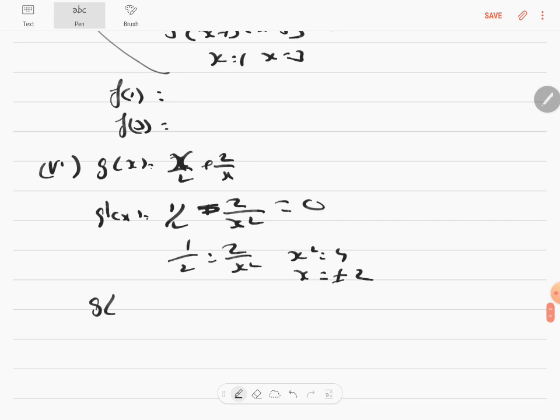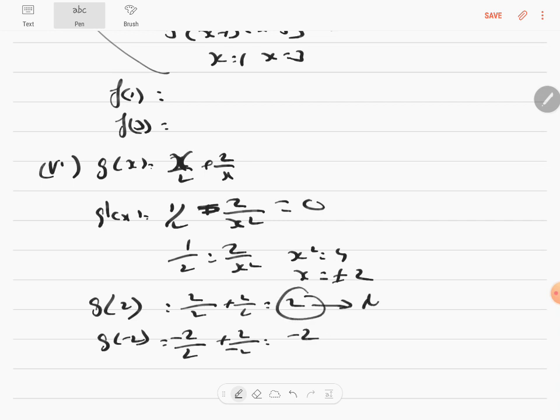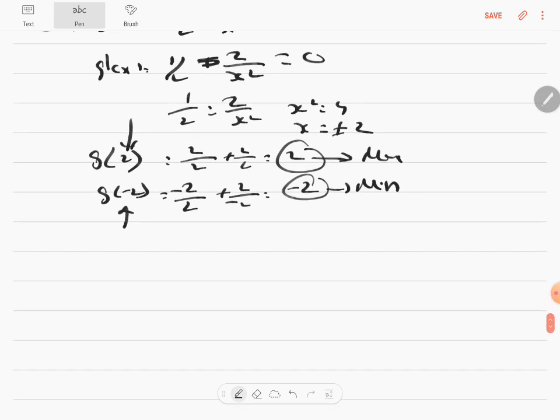Substituting this in the question, you have g of 2 and g of minus 2. So it's 2 by 2 plus 2 by 2, which is 1 plus 1, which is 2, and minus 2 by 2 plus 2 by minus 2, which is minus 1 minus 1, which is minus 2. So very clearly this is your maxima and this is your minima, and x is equal to minus 2 is your local minimum point, and x is equal to 2 is your local maximum point.